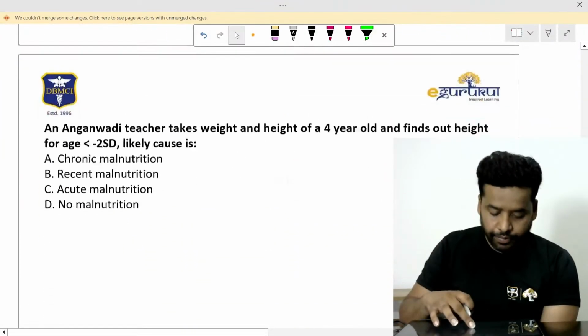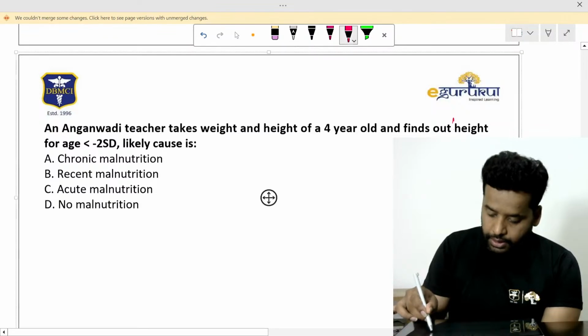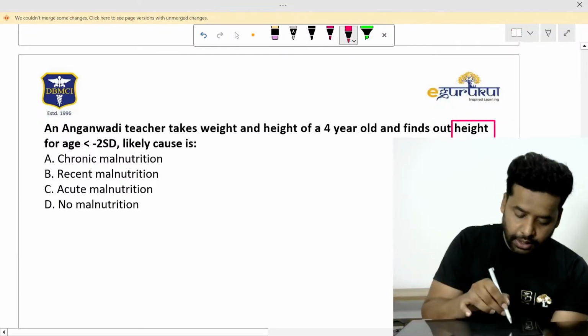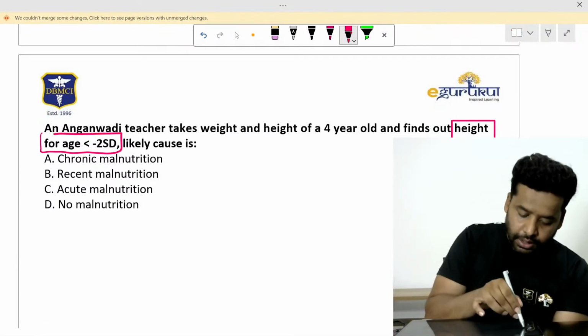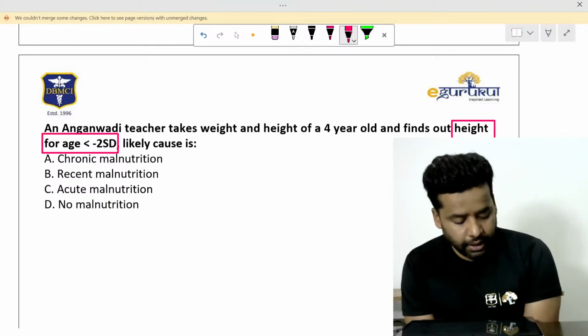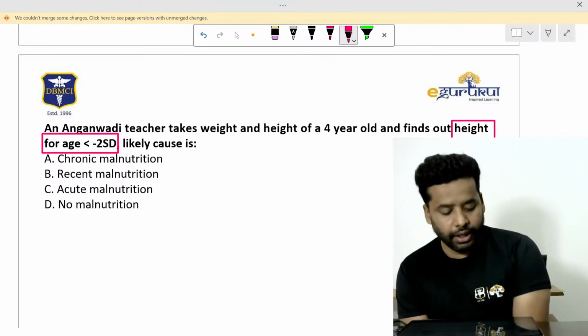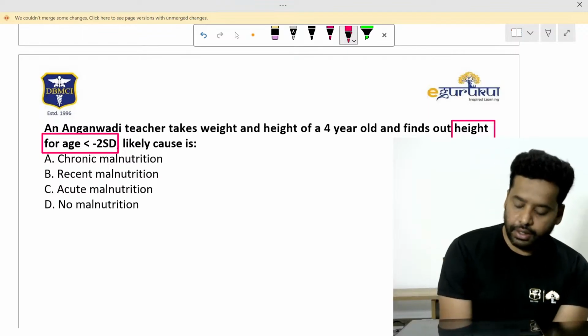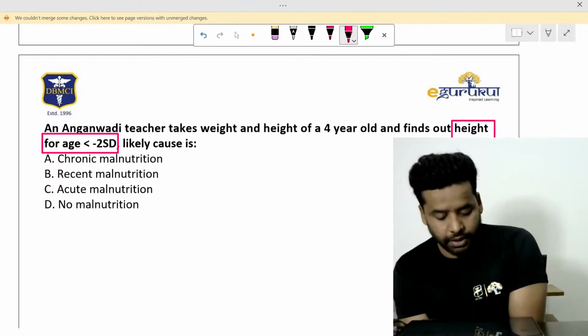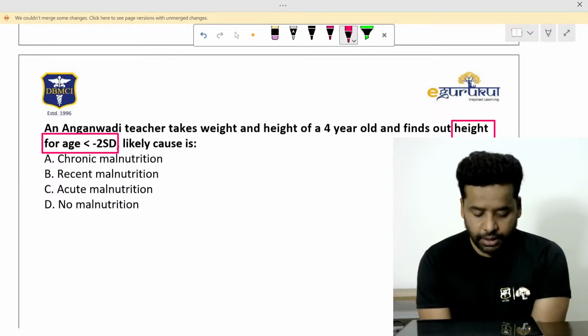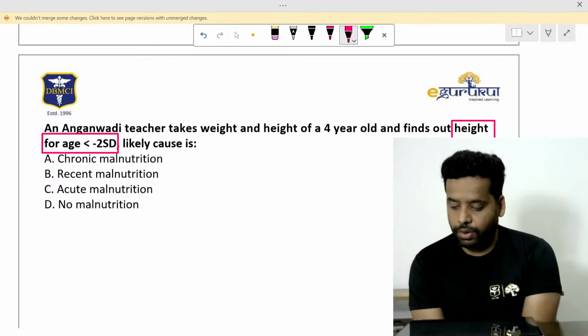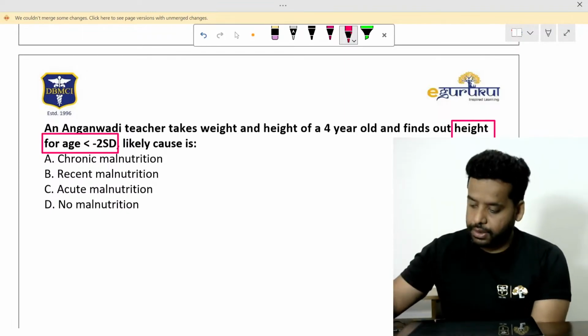See the words: height for age less than 2 standard deviation means that the score is less than 2 standard deviation. An Anganwadi worker is taking the anthropometric measurements. Height for age is less than 2 standard deviation. So what will it indicate? What is your answer?